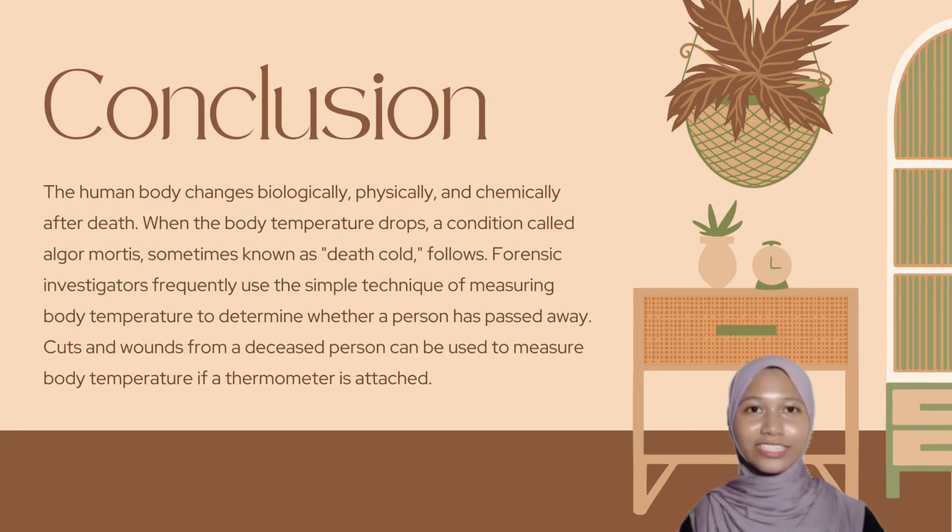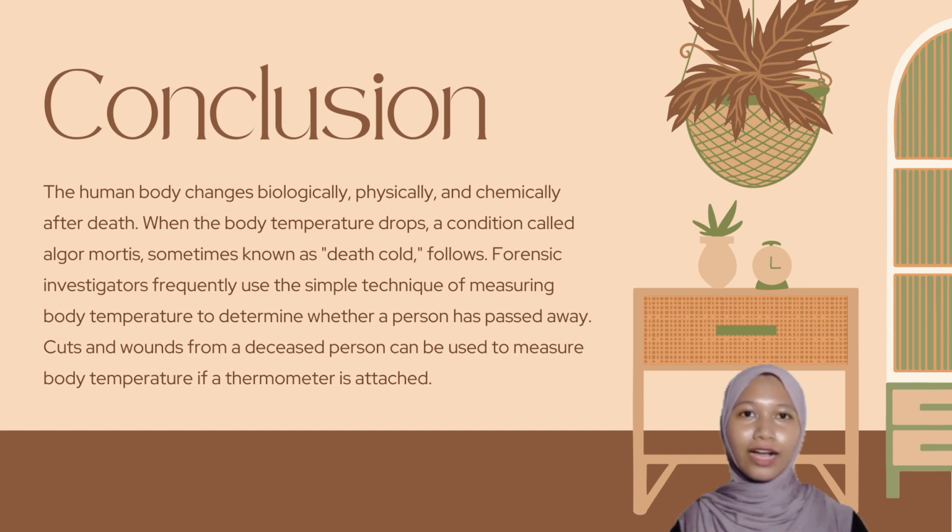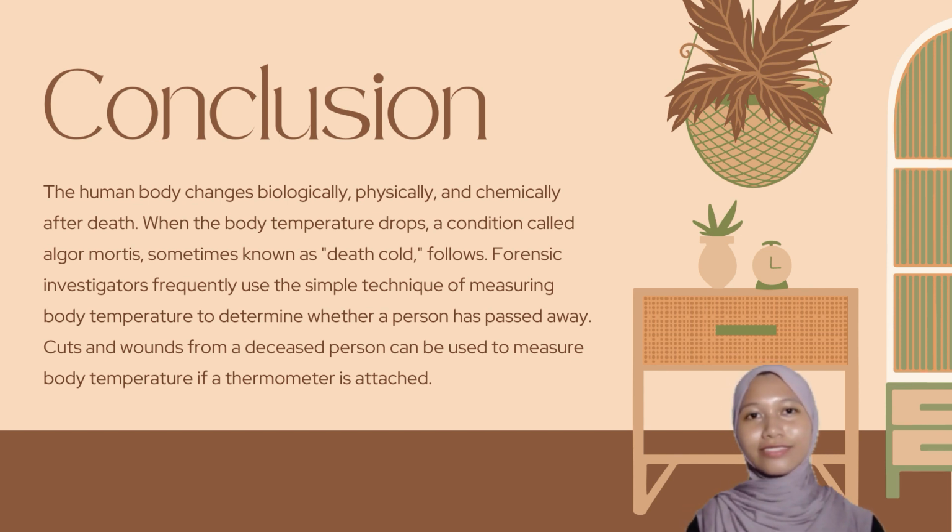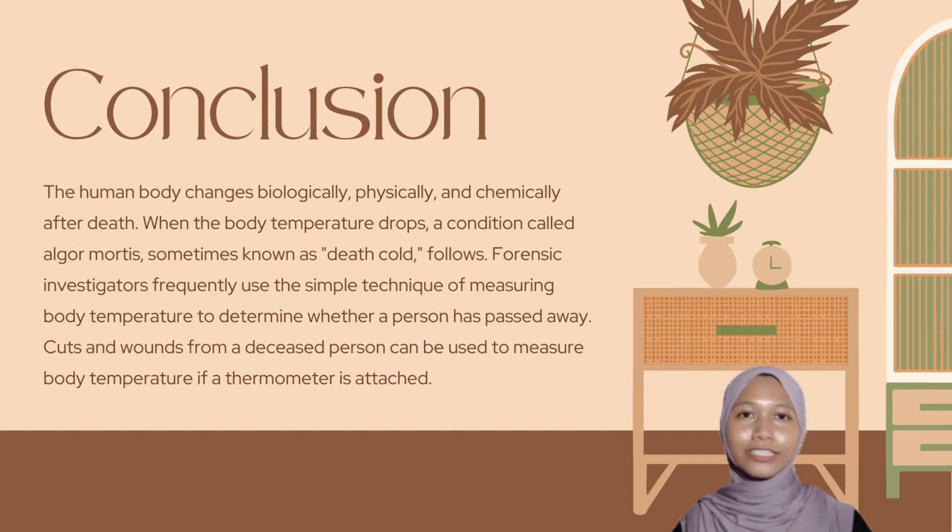The human body changes biologically, physically, and chemically after death. When its body temperature drops, a condition called algor mortis, sometimes known as death chill, follows. Forensic investigators frequently use the simple technique of measuring body temperature to determine whether a person has passed away. Cuts and wounds from a deceased person can be used to measure body temperature if a thermometer is attached.